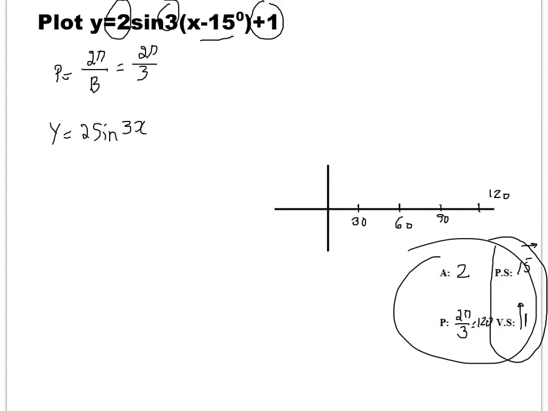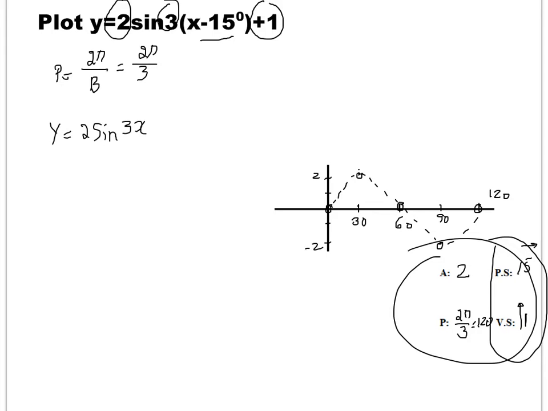So this means that my function starts here. It goes to maximum, which we said the amplitude is 2. So this is 2. This is -2. So it goes to this point. I'm using open circles because this is not the graph yet. This is the base function. So 60 is going to be 0. Then 90 is going to be minimum, and then 120. My base function looks something like this, without any transformation yet.